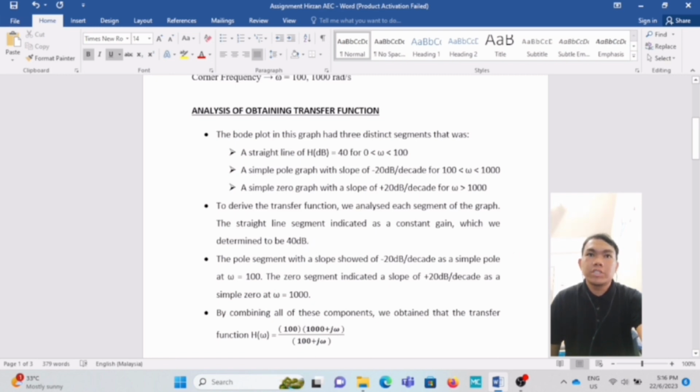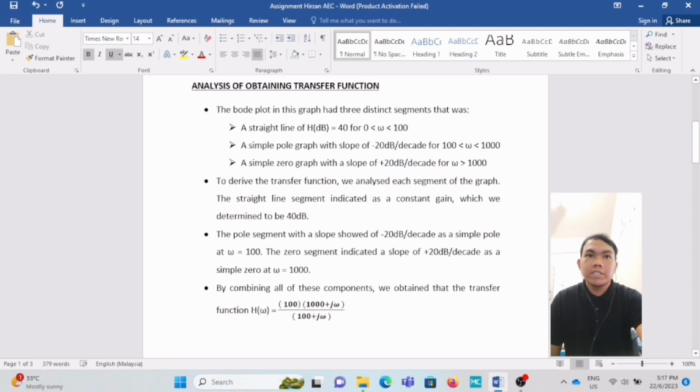The pole segment with a slope of negative 20 dB per decade is a simple pole at omega equal to 100. The zero segment with a slope of positive 20 dB per decade is a simple zero at omega equal to 1000. By combining all of these components, we obtain the transfer function H(omega) equals 100 multiplied by (1000 plus j omega) over (100 plus j omega).